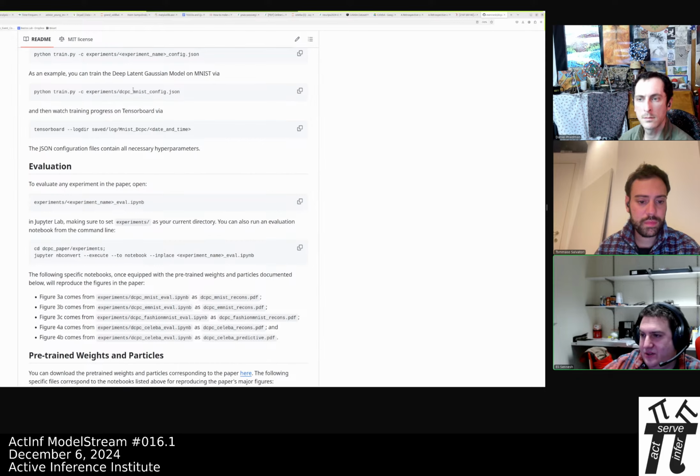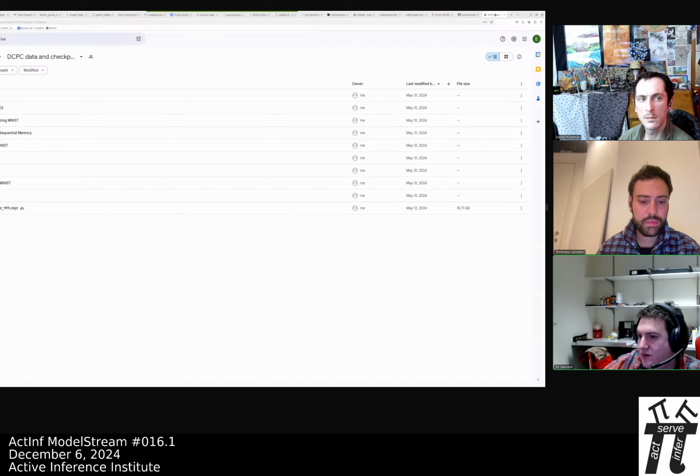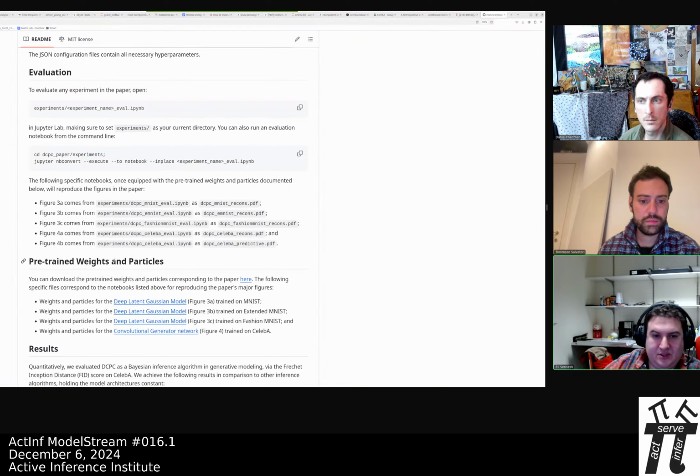Then we include evaluation notebooks that would help you to replicate the figures from the paper. We also share some pre-trained weights and particles. I know that's probably a bit of a colliding name with Weights and Biases. In this case, the weights include the biases. Weights would mean neural network weights, and then particles would mean the frozen samples from the posterior distribution for random variables.